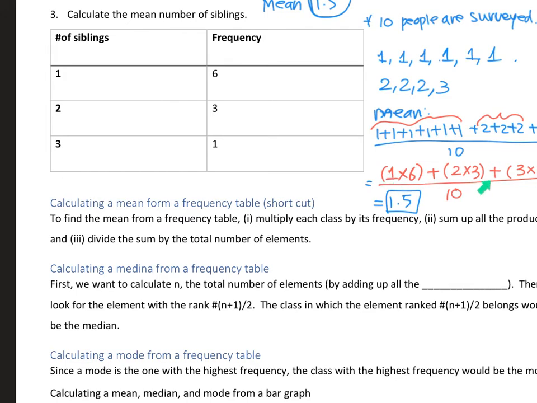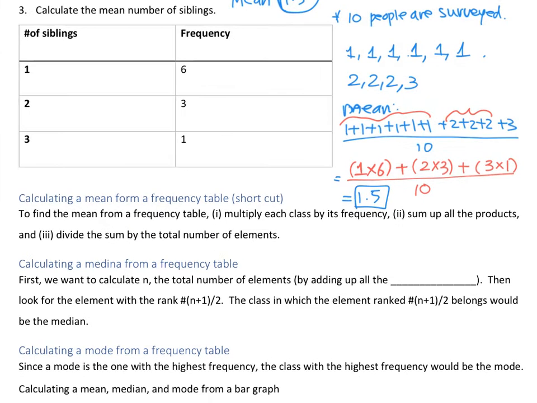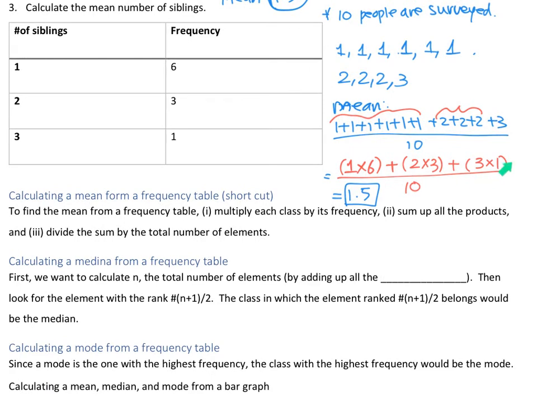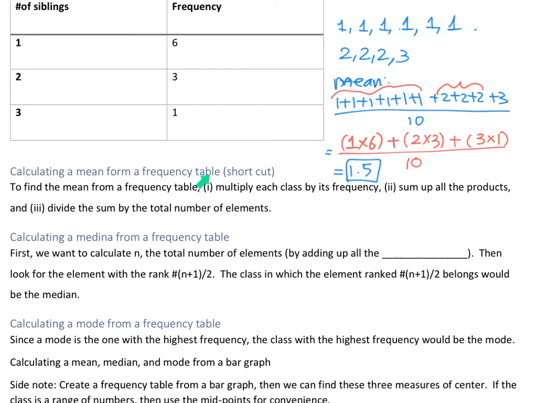So what we're going to do is look at the second line, where we calculated in a somewhat shortcut way. Maybe we can come up with a pattern so I can calculate the mean in an easier way. So let's look at calculating the mean from a frequency table, shortcut way. To find the mean from the frequency table, multiply each class by its frequency. Like here, 1 times 6.